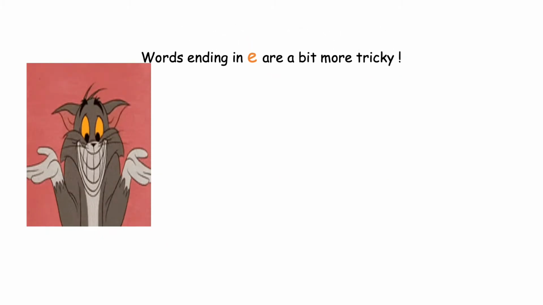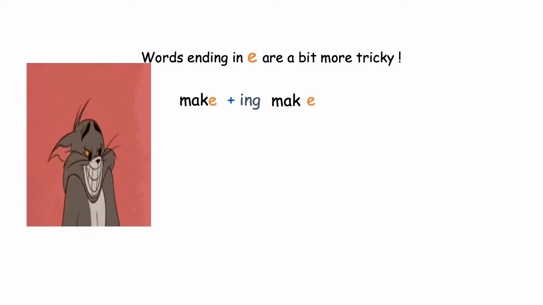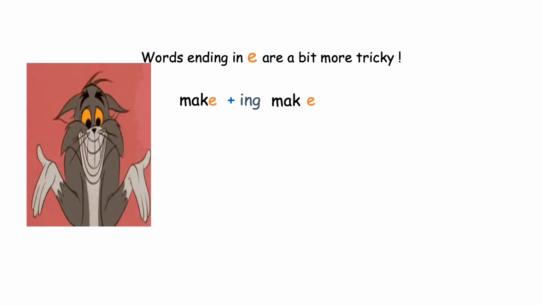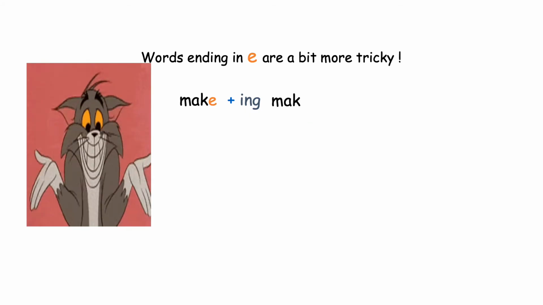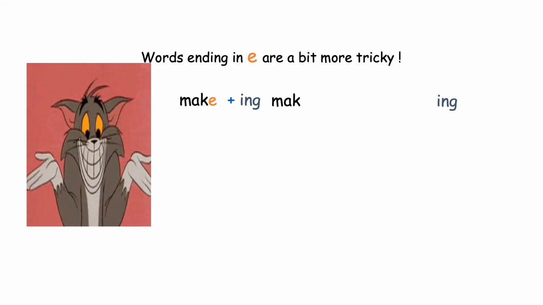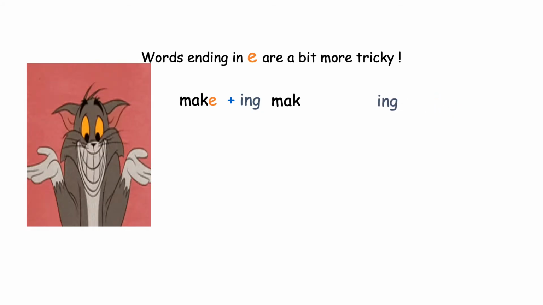Let's move on, adding ing to the verbs that end in an E. Words ending in E are a bit more tricky. Well, let's have a look at these words. We have a word make, and what we do here, we skip the E and to this word we add ing. So make plus ing is making.